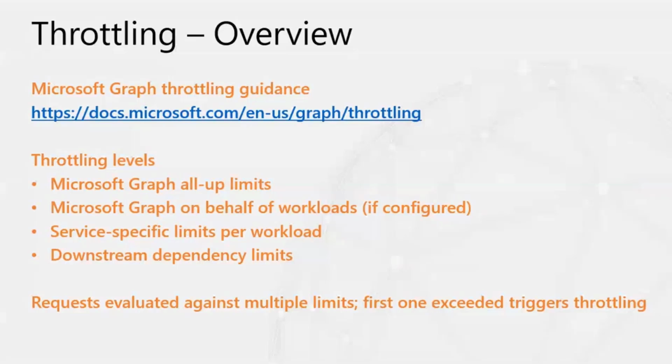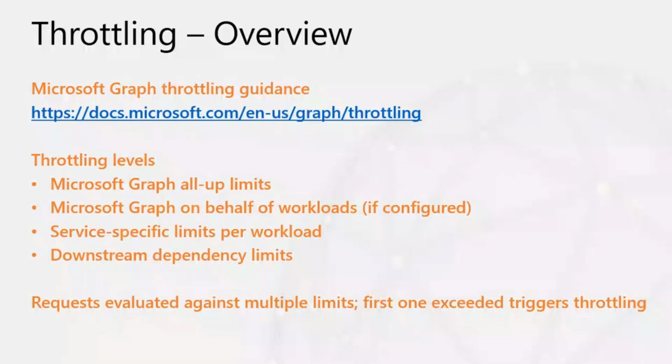One step below this, you'll see that there are different limits that Microsoft Graph applies on behalf of workloads. This is a very rare case, but you might see this in terms of some different workloads that don't have limits in place, or they may not have a consistent set of limits that are out there. And in these scenarios, Graph will actually imply throttling on their behalf. Next layer down is going to be the main area that we want to talk about today, which is the service-specific limits, which happen per workload.